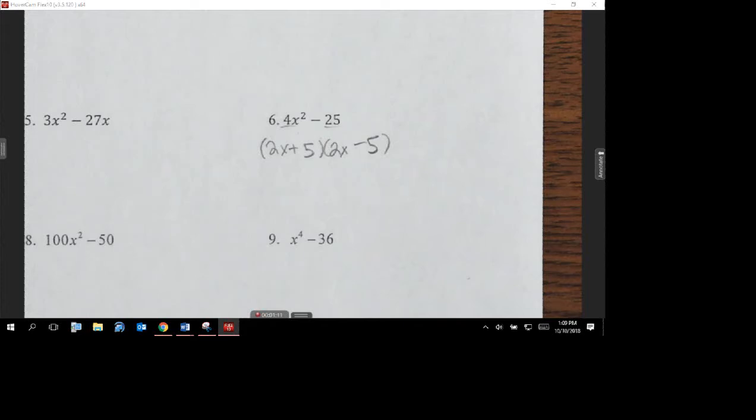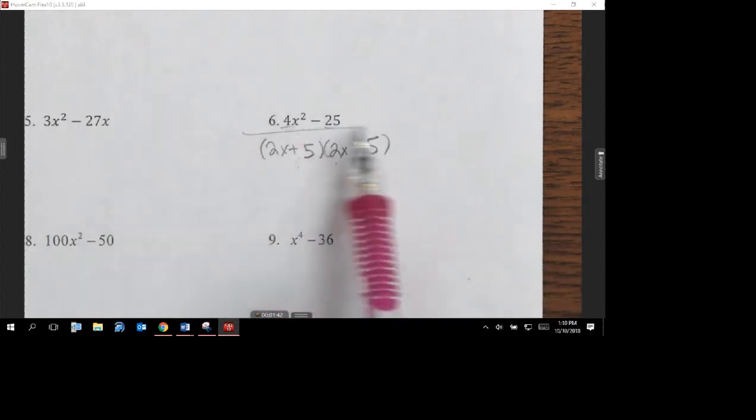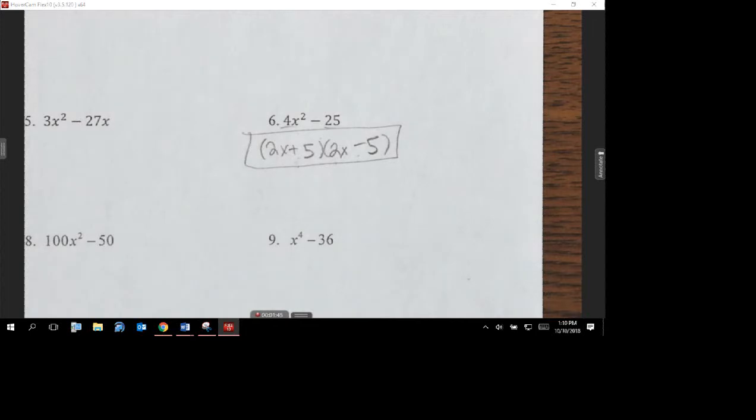Then you go back and you say, 2x plus 5 is also a binomial. Is 2x plus 5 a difference of squares? Why not? Because it's not subtraction. Now, this one's subtraction. Is 2x minus 5 a difference of squares? No, because there's no squared. It's not squared. Okay, so then that means this is the final factored answer.